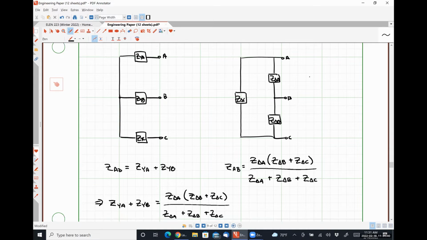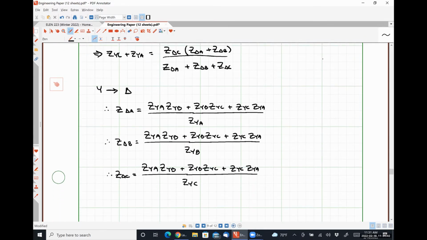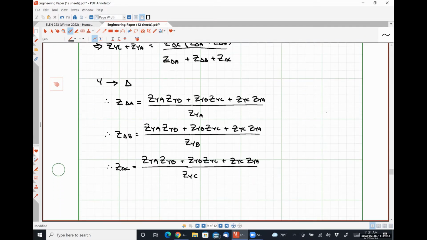So before we move along to the transformation in the opposite direction, let's talk about this for a moment. If we had a balanced Y load, what is the relationship between ZYA, ZYB, and ZYC, Mr. Bodie?